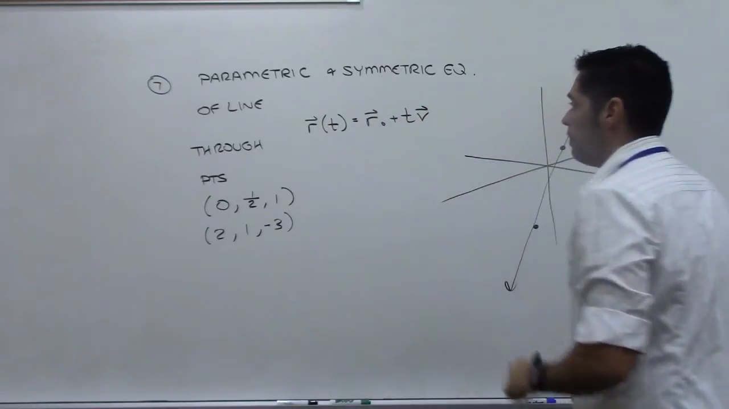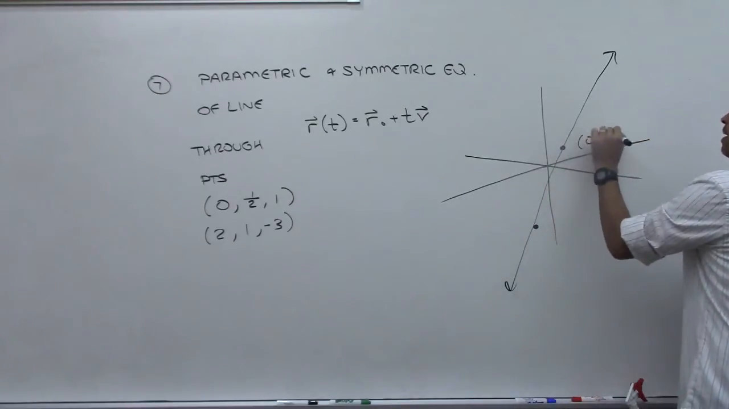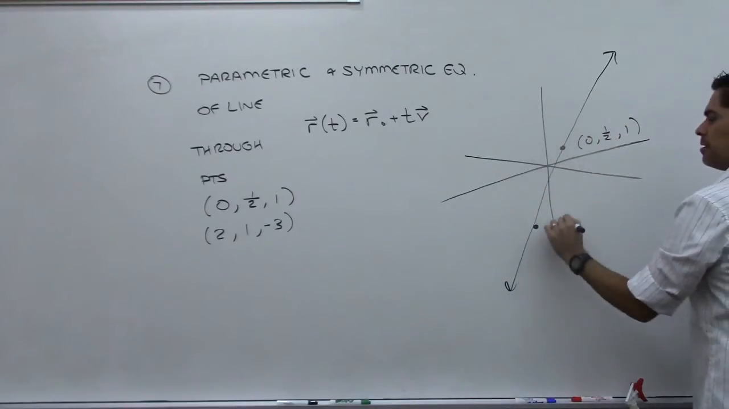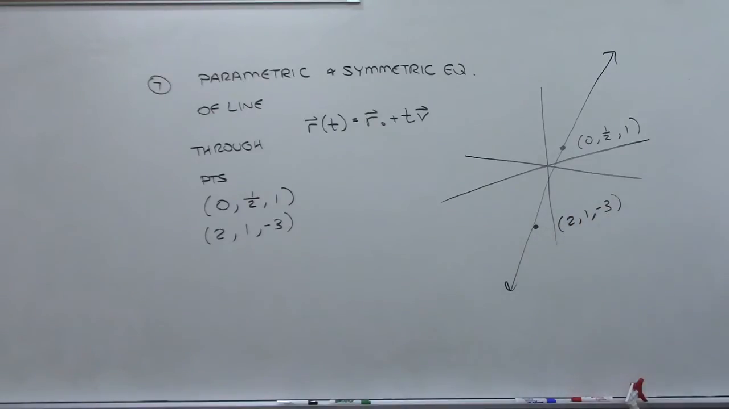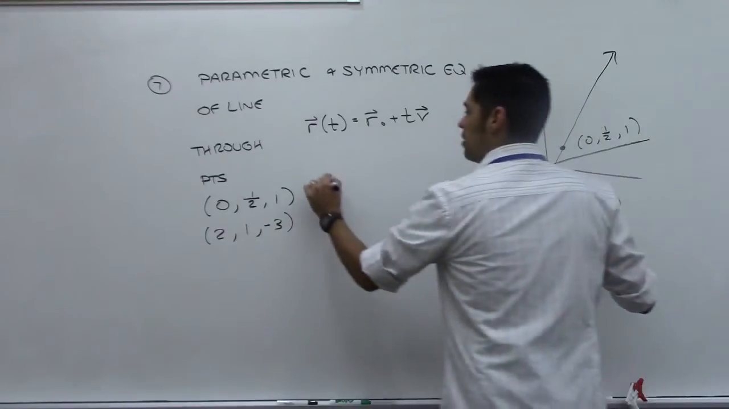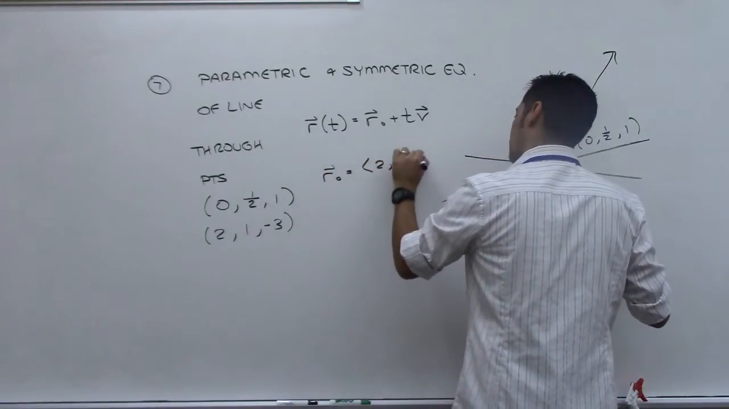Okay, so we need a point on the line. We actually have 2 points, right? This is the point (0, 1, 1/2). This is the point (2, 1, -3). And so I need one of those points. I can use either one. So I'm going to use this one because it doesn't have any fractions. So I'm going to let my r0 vector be the vector (2, 1, -3).